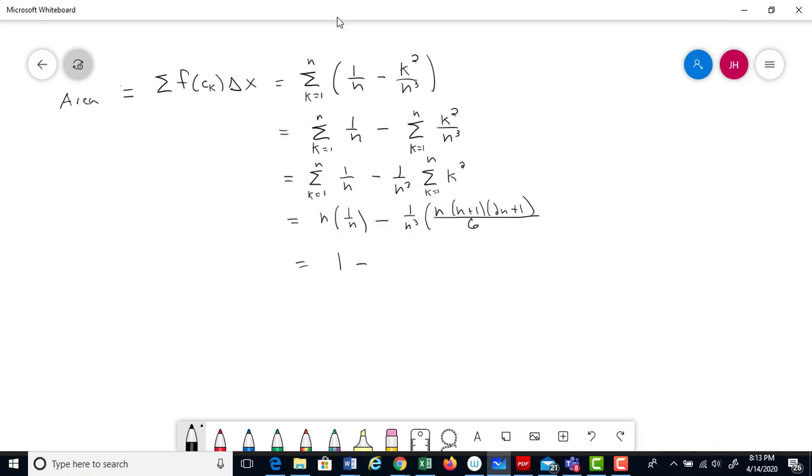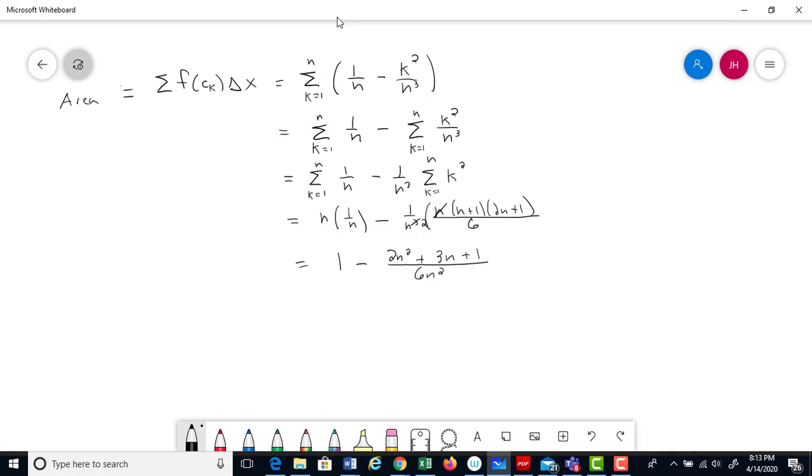Minus. I'm going to cancel one of these. So one of these is going to cancel with this 3 to turn it into a 2. So the top is going to be equal to 2n squared plus 3n plus 1. I'm just foiling that. All over 6n squared. So that represents the area given whatever rectangle.